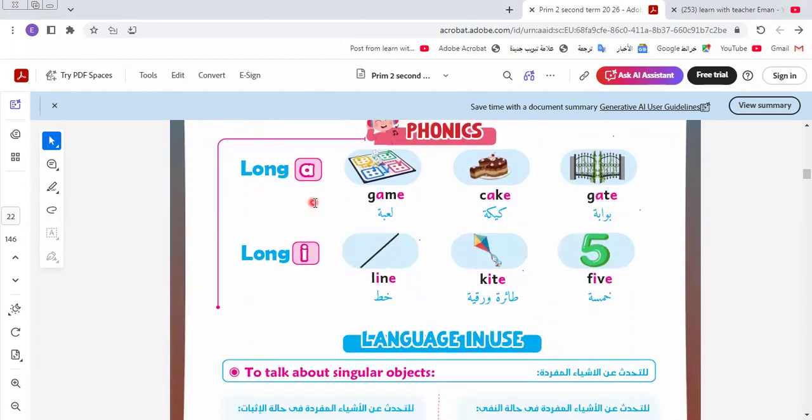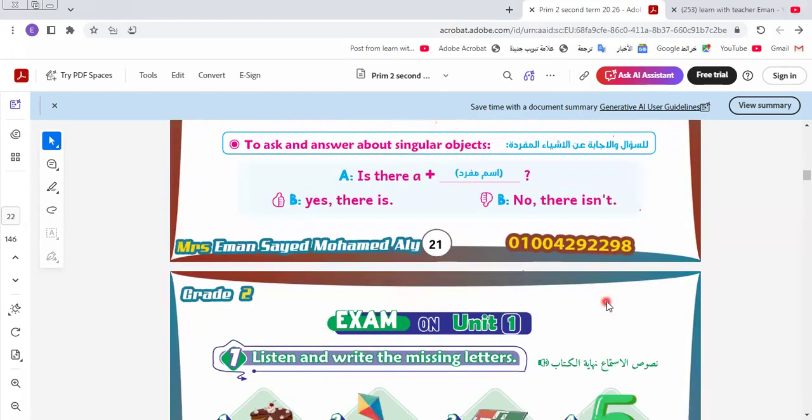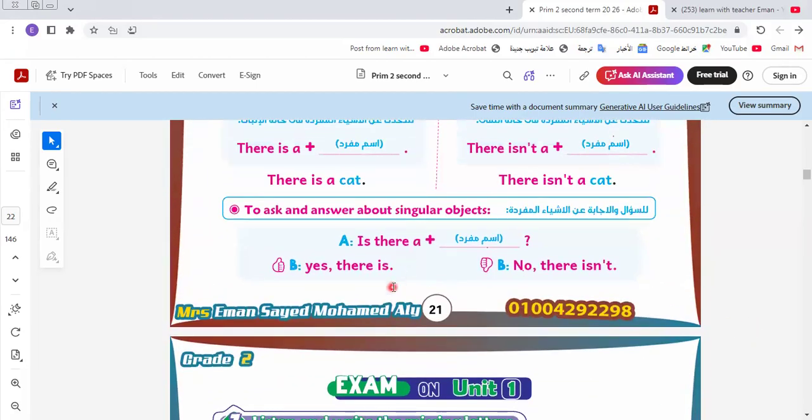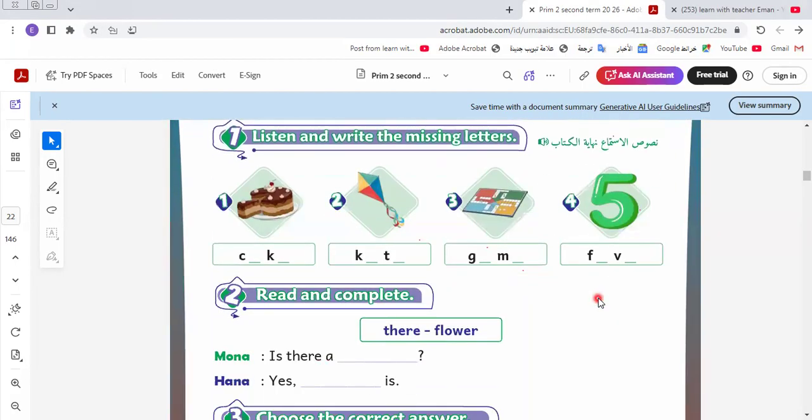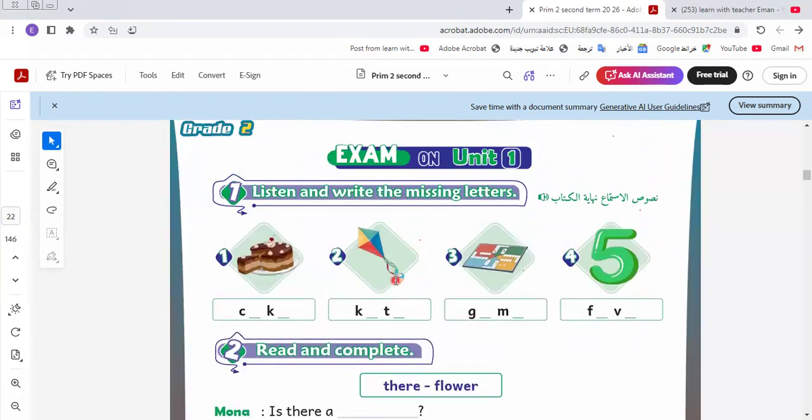Here we have long vowel A, like game, cake, gate. Here we have lion, kite, five. In this unit, we learn there is and there isn't in the affirmative form and in the negative form. If I see a cat, I say there is a cat. If I don't see a cat, I say there isn't a cat. We also know short answers, answering with yes, there is, or no, there isn't. I will answer this in order, and I will leave it for you to do by yourself as homework.